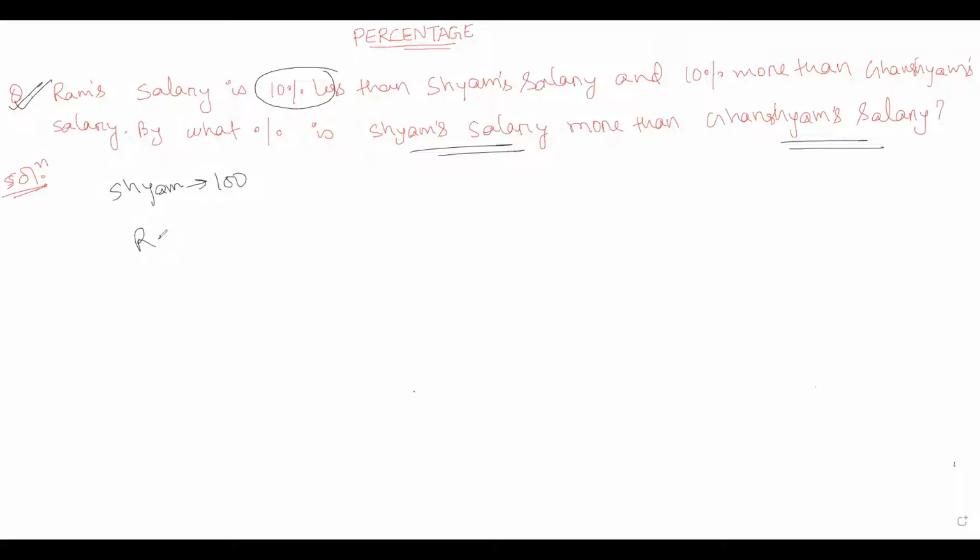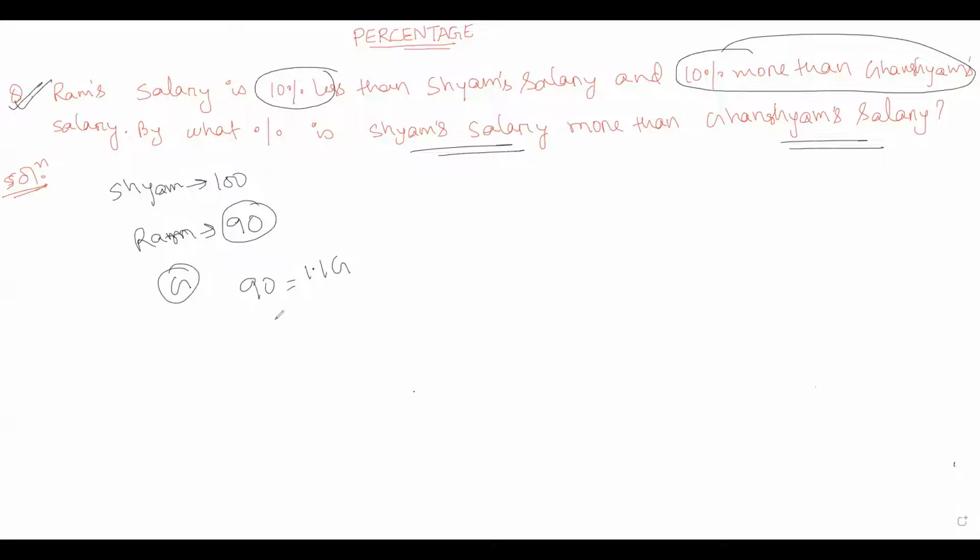So we can say that Ram's salary would be 10% less. So this would be 90. Again, the question says that Ram's salary is 10% more than Ghanshyam's salary. So if Ram's salary is 90, we can find Ghanshyam's salary. Let us assume that Ghanshyam's salary is G. So we can say that Ram's salary, which is 90, is 10% more, so this is 110%, that is 1.1 times Ghanshyam's salary.